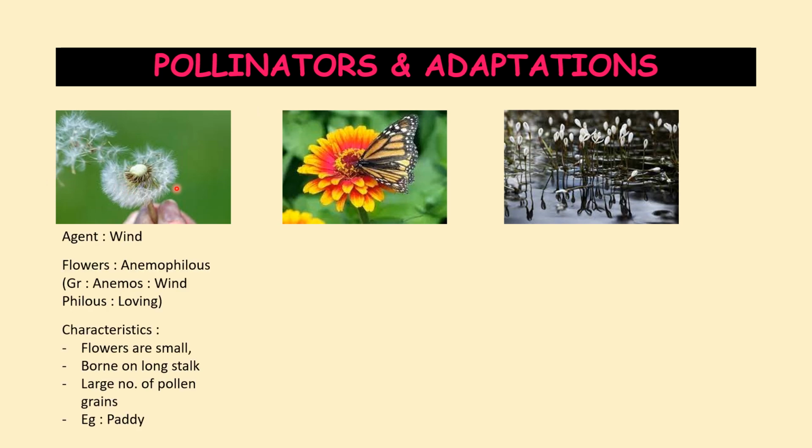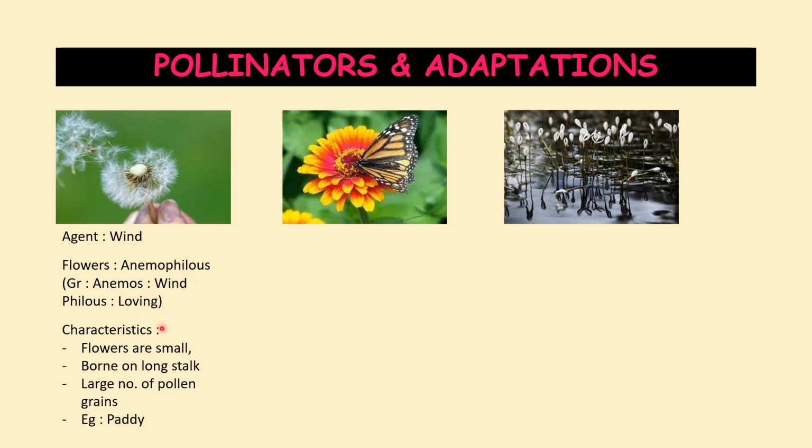In the first example, the agent is wind. So wind is the pollinator, and wind is the one which carries the pollen from the anther to the stigma. So these flowers where wind is the pollinating agent are known as anemophilous flowers. Anemos is a Greek word which means wind, and philous means loving. So these flowers love wind to carry the pollen from them to the stigma.